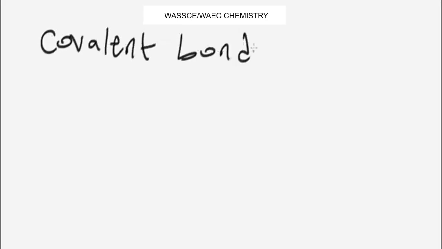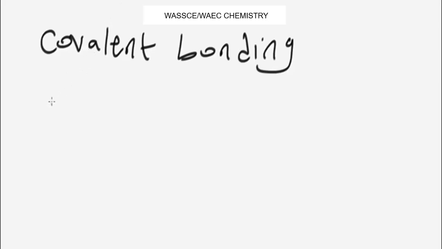Alright, so we're looking at covalent bonding. Covalent bonding is simply a type of bonding that involves the sharing of electrons between atoms. Basically, it is done between non-metals. It does not involve the transfer of electrons from a metal to a non-metal, as in the case of ionic bonding. So in covalent bonding, what happens is sharing of electrons, usually between non-metals. So take note of this.